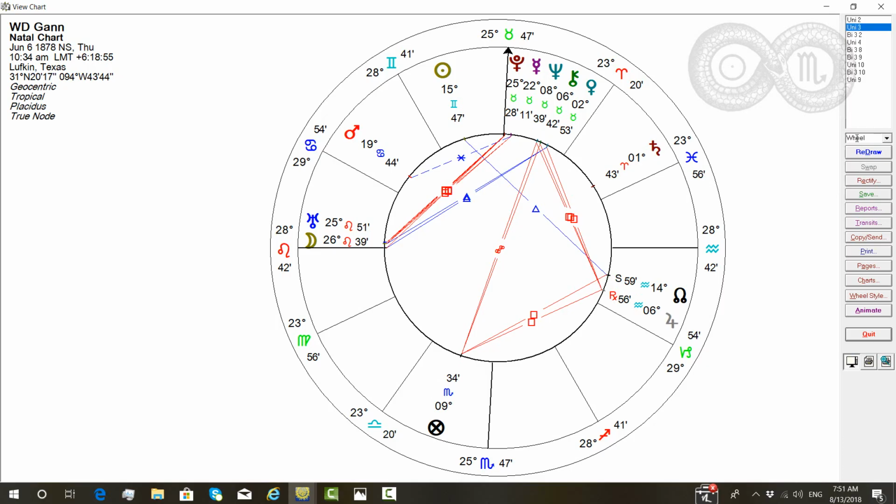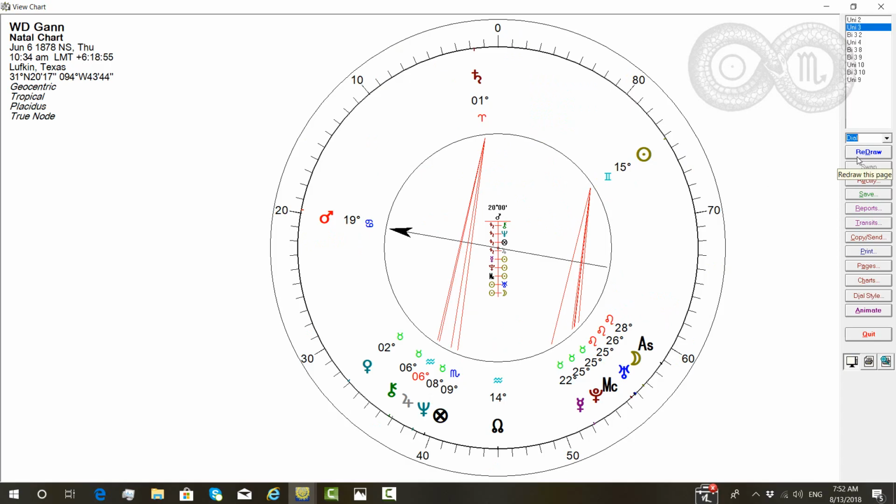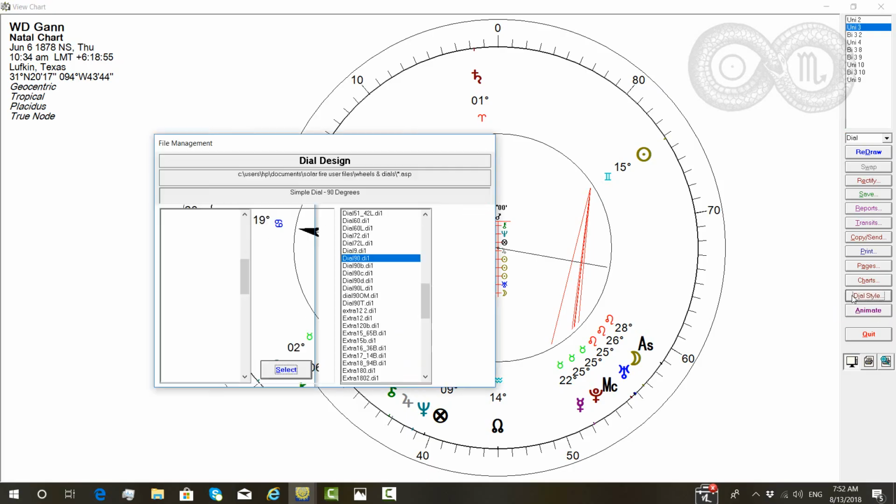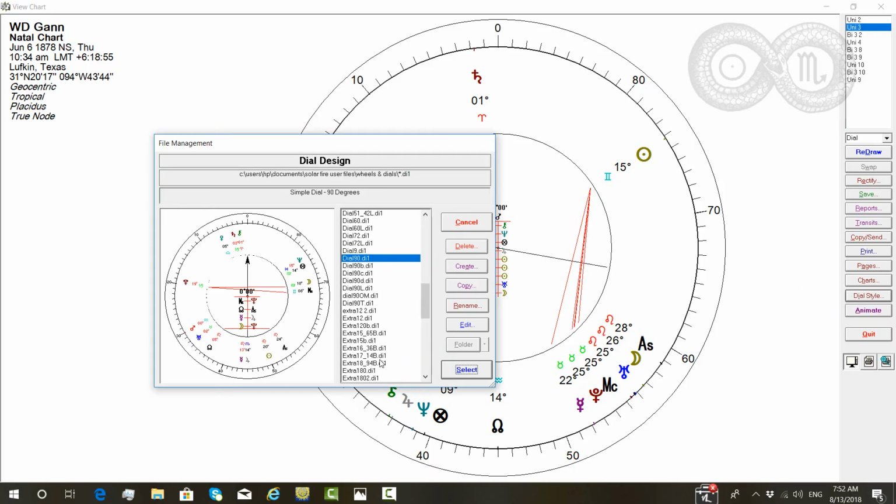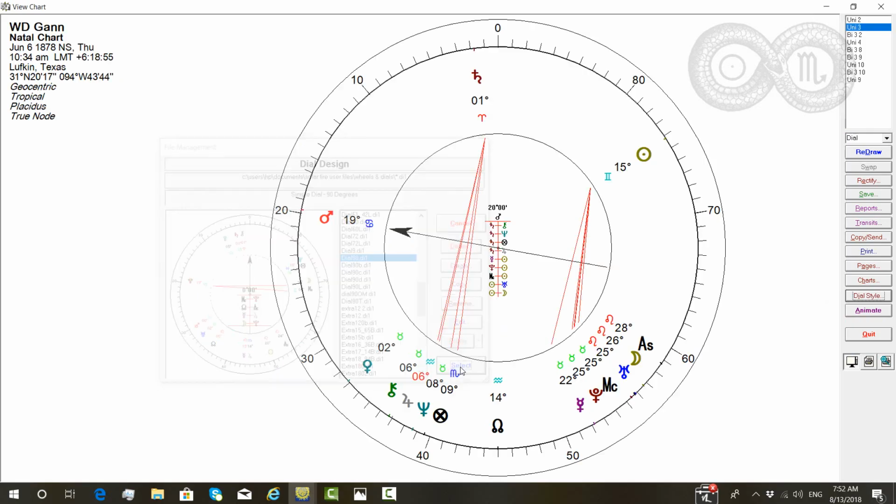When we change the dial, see how we've got wheel here? There's a drop down, and then you have dial. Now in your dial, and then we have a dial style. Okay, so if you click on that, there's a whole variety of different dials. Now we want to just keep to dial 90.